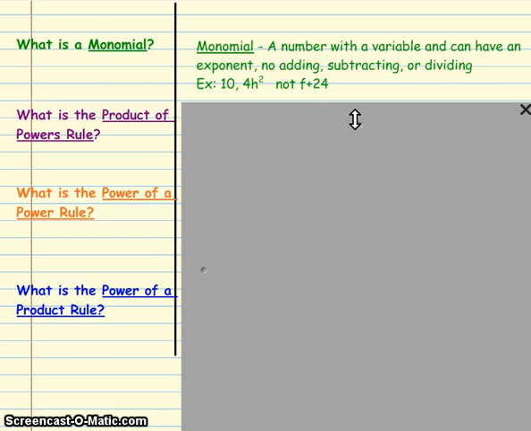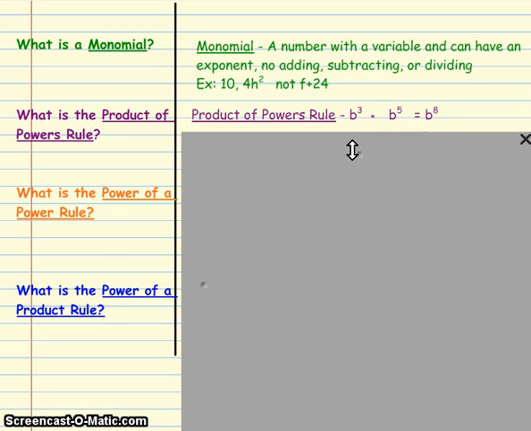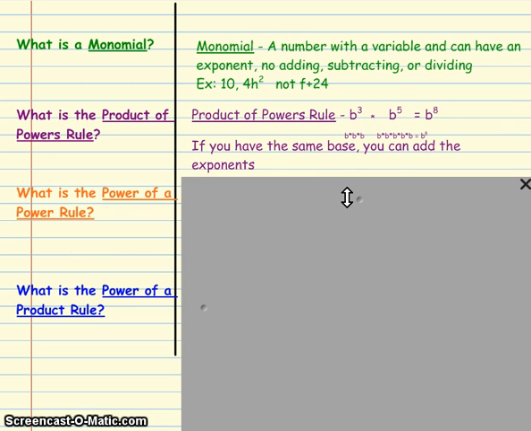We're going to work a bunch with exponents here today. So we've got a couple rules. And the first one is the product of powers rule. Product of powers is when you have a problem like b to the third times b to the fifth. This rule says that you can just go ahead and add these exponents together to get b to the eighth, when you've got the same base.